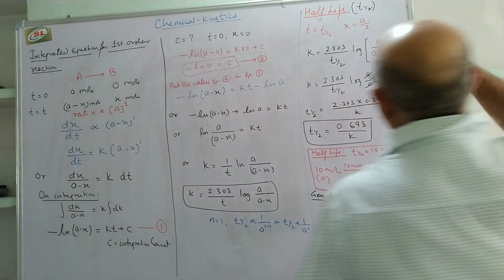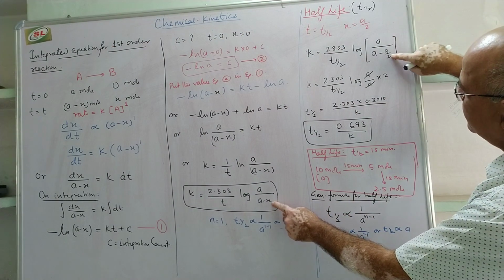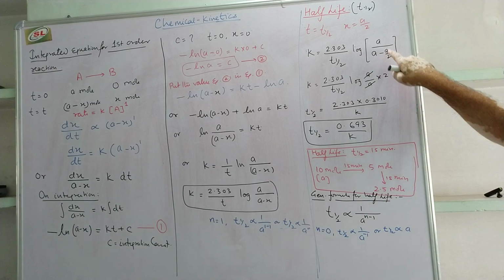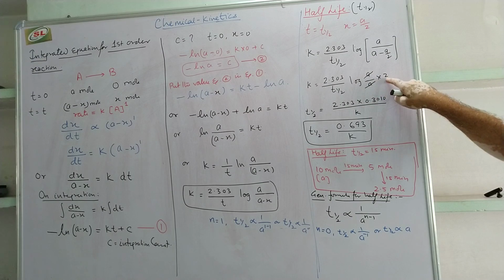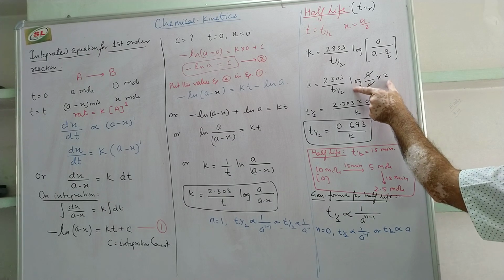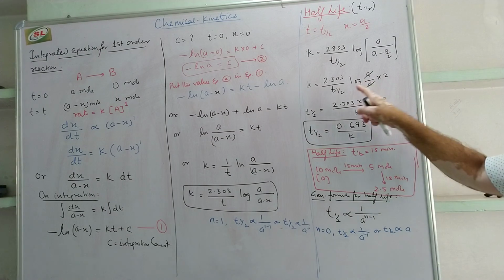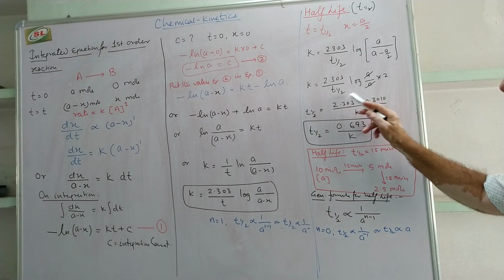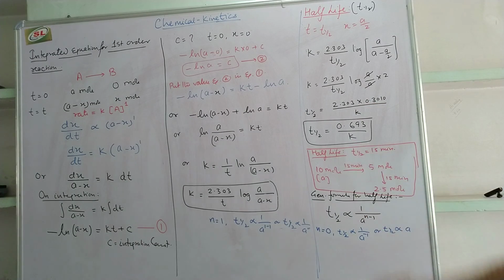We put the value of x, a by 2, here. So a upon a minus a by 2. When we subtract a by 2 from a, it will be a by 2. The 2 will go up, a and a cancel, and it will be log 2. The value of log 2 is 0.3010. After multiplying these two, t half comes to 0.693 upon k, where k is the rate constant, of course, and t half is the half-life.